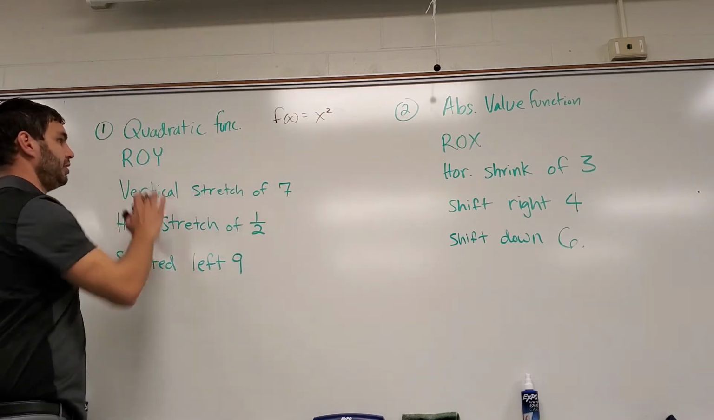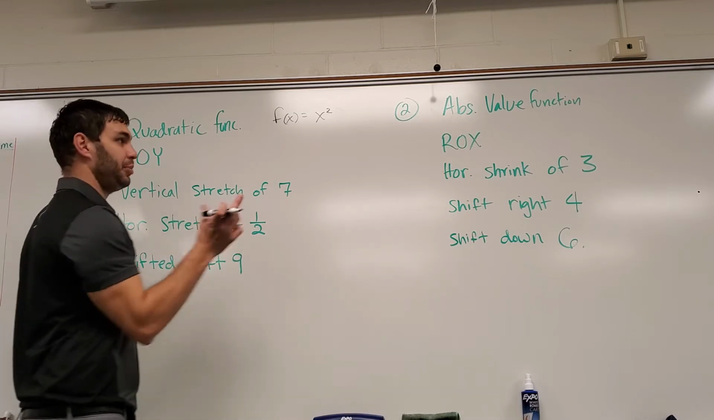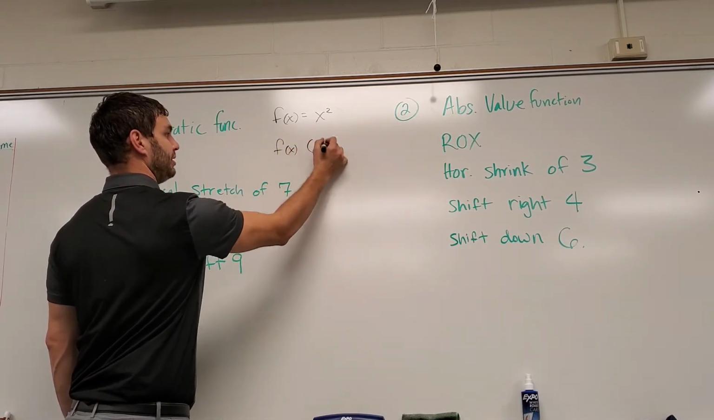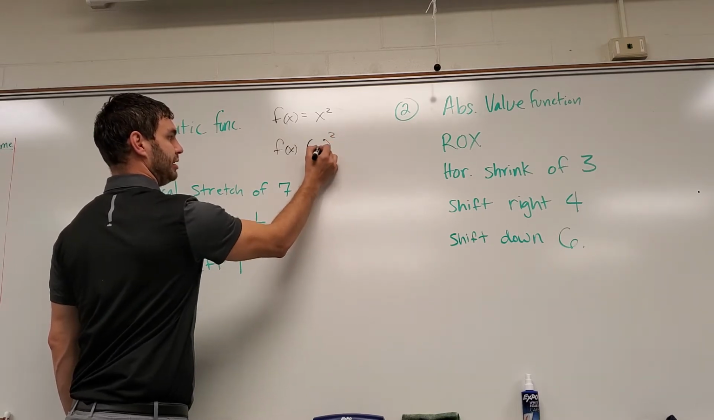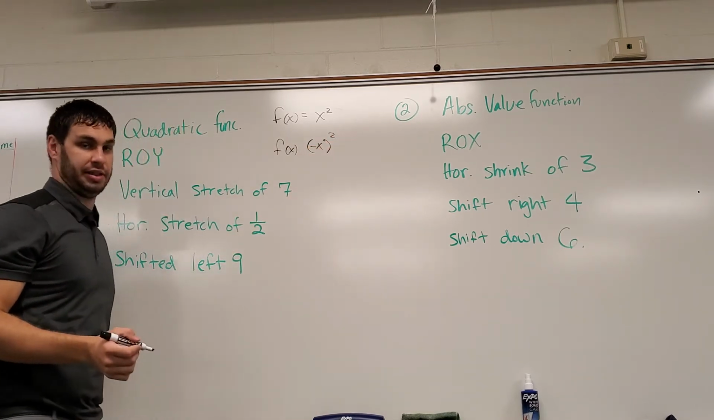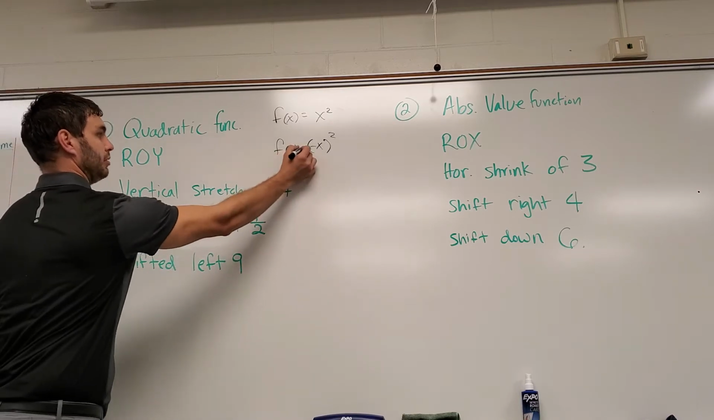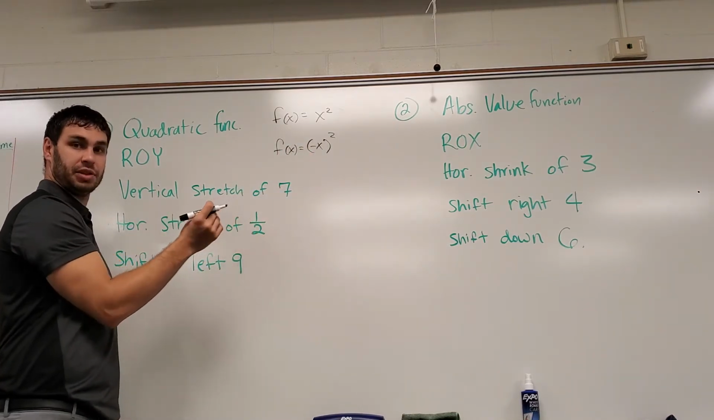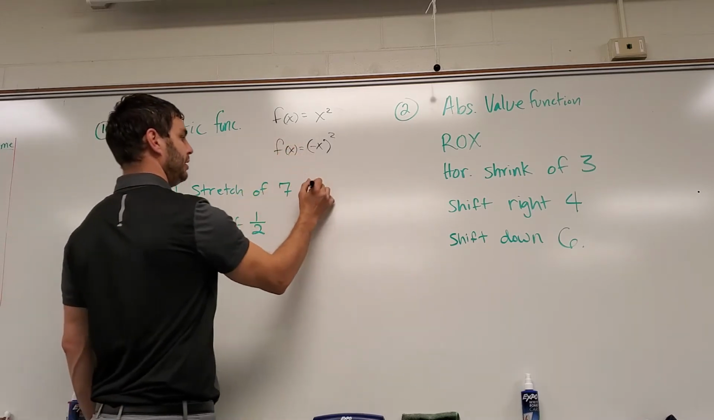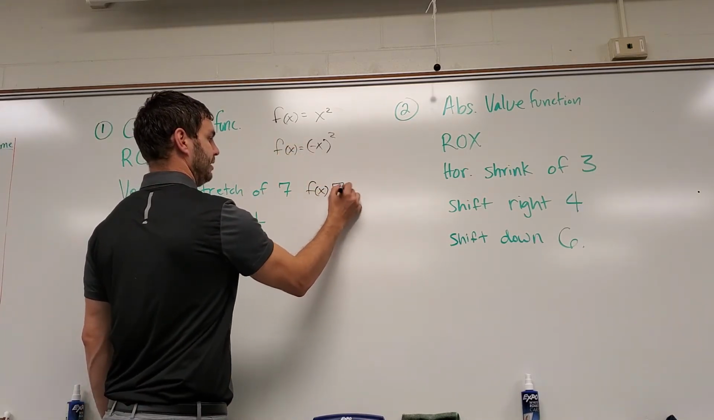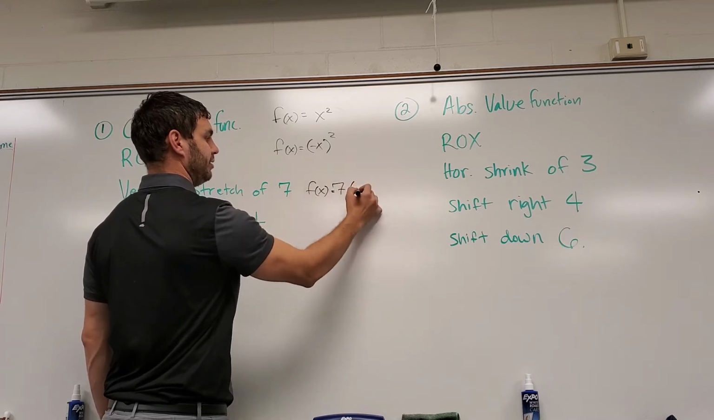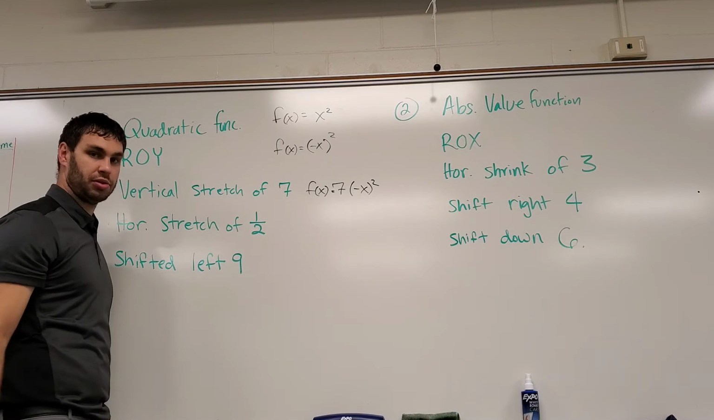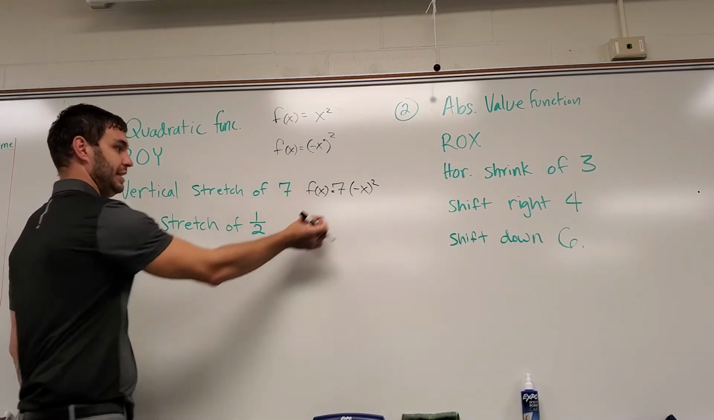All right, we're going to reflect it over our y-axis. So remember, we want to put that on the inside. Since it doesn't really have an inside right now, let's throw that in parentheses. All right, and then we're going to say a negative x on the inside there. Equals, okay, the vertical stretch of 7. Vertical stretches are going to be on the outside. So it's going to be f of x equals 7, and then just right there on the rest, negative x squared.